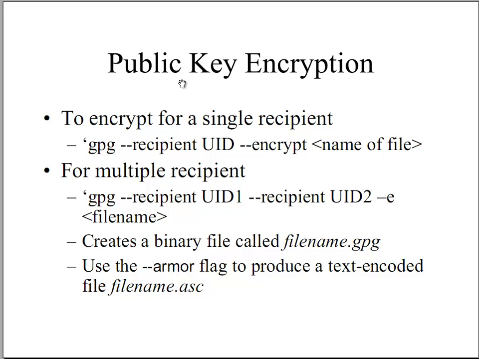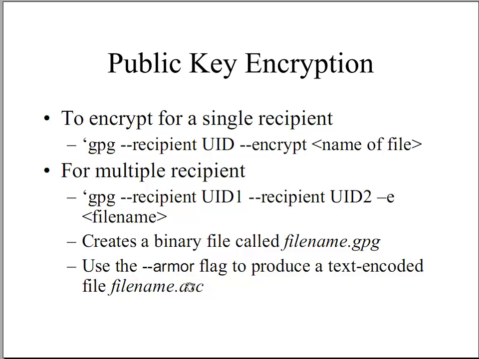So to encrypt a document using public key encryption for a single recipient, we use the command line gpg --recipient and then the user ID. We must tell it to encrypt it, and then we give it the name of the file. If we would like to encrypt for multiple recipients, we can do so by indicating multiple recipients on the command line. Notice the --encrypt and the -e are the same. They're synonymous.